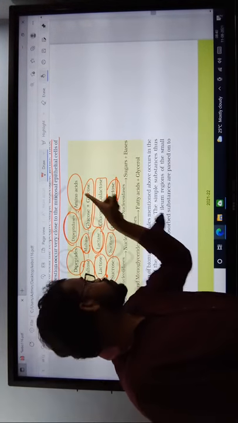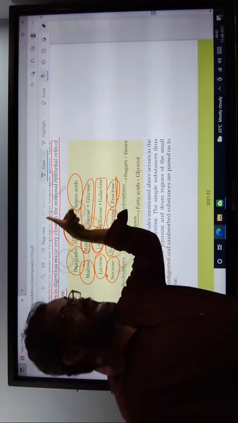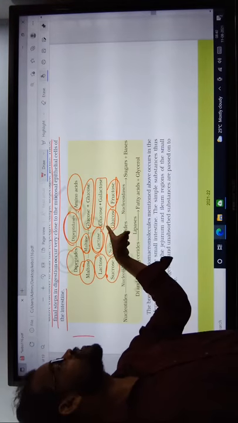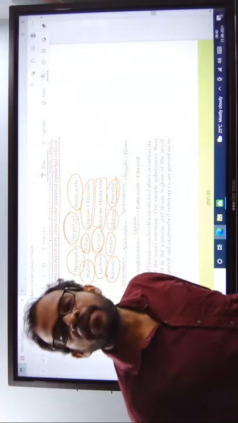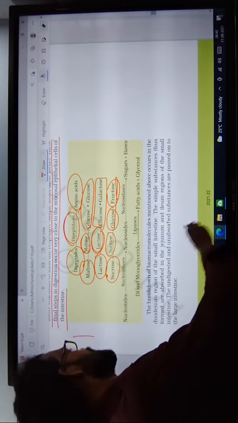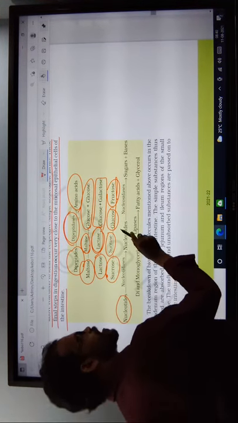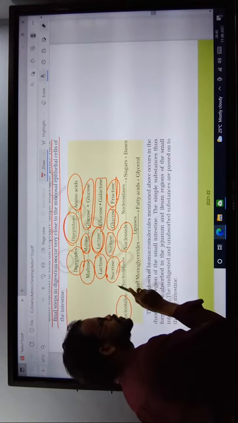Dipeptide is converted to amino acids. Maltose is converted to glucose and glucose. Lactose is converted to glucose and galactose. Next one, sucrose is converted to glucose plus fructose. This action takes place with the help of intestinal juices. Okay, now next one, nucleotides are converted to nucleosides. What is the enzyme?